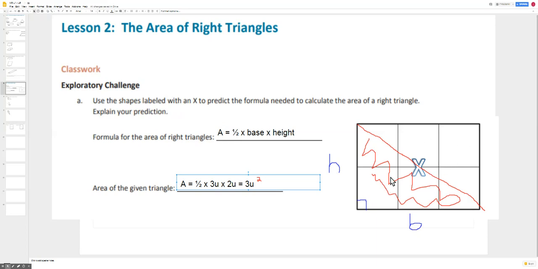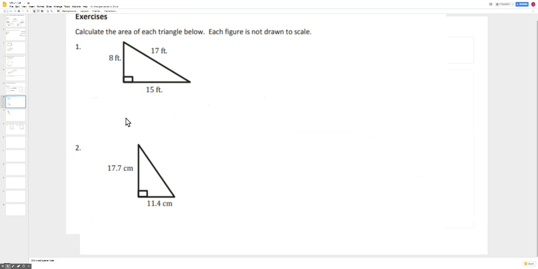Now, if you think about this one, if we would have cut this in half horizontally right here, there's 3 units on the bottom. So that makes perfect sense about why this area would be 3 units. All right, so let's go ahead and go on to another one.